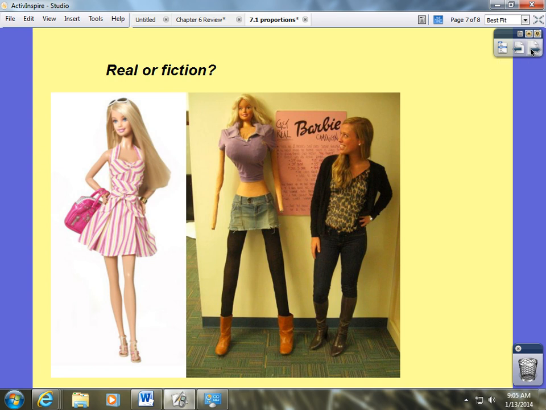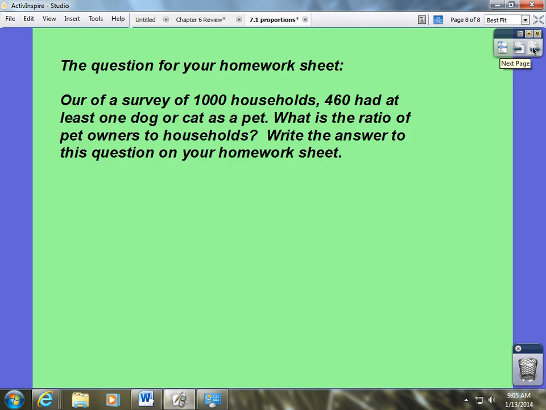And the question for you to do on your homework sheet: our survey of 1,000 households, 460 had at least one dog or cat as a pet. What is the ratio of pet owners to households? Okay, so I want the pet owners to the households. You could write it like this, or pet to households.